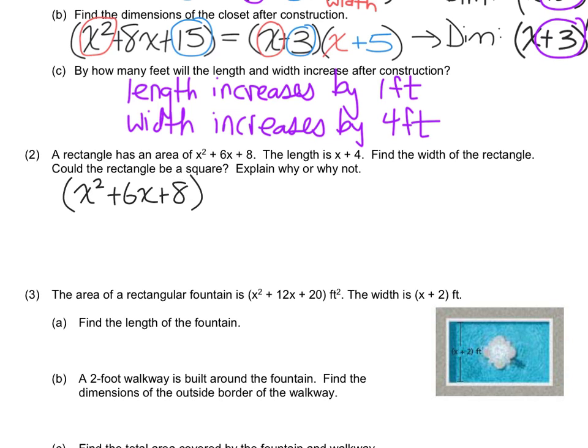So x squared plus 6x plus 8 would be equal to the length, which is x plus 4, by the width, which would be what? X plus 2. Boom. So then, again, length, x plus 4, width, x plus 2. Could this ever be a square? No, not a square.